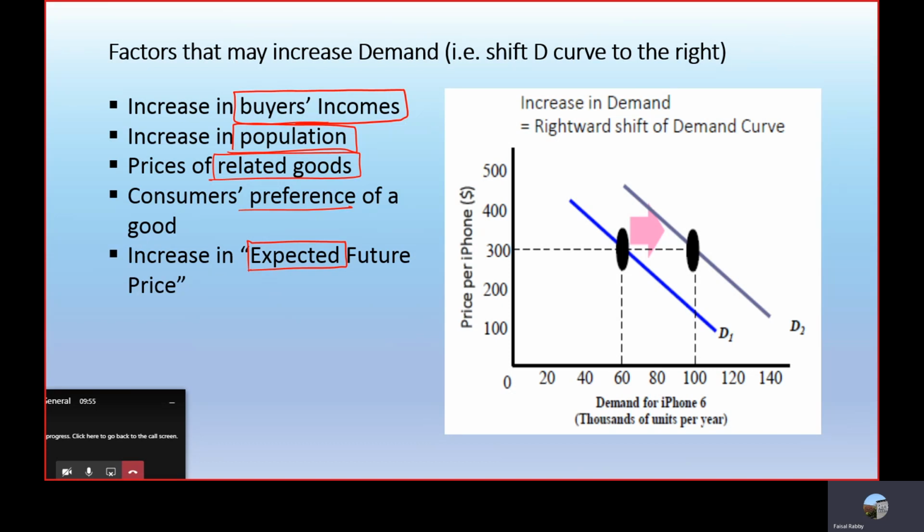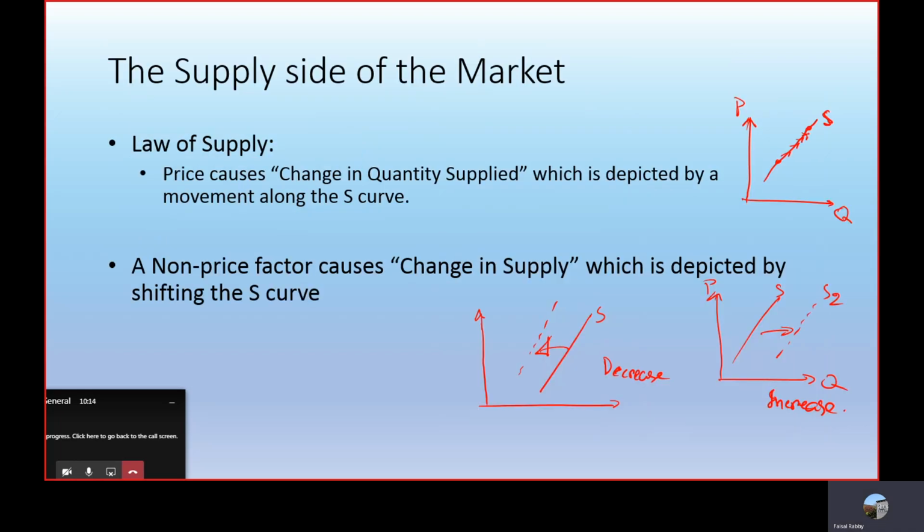Later on, we'll see lots of examples where expectation about the future plays a lot of role in terms of how people behave today. So now, if any of these factors is moving in the opposite direction, that will cause people to buy less or demand less of a product, and we'll have a leftward shift in the demand curve. Now let's move on to discussing the behavior of supply.